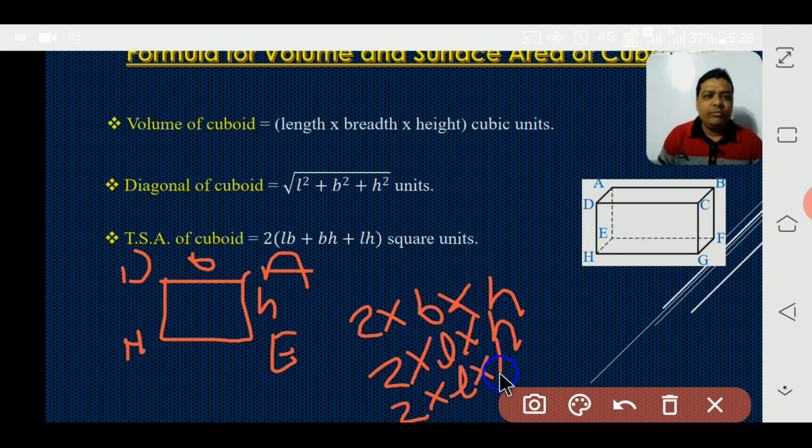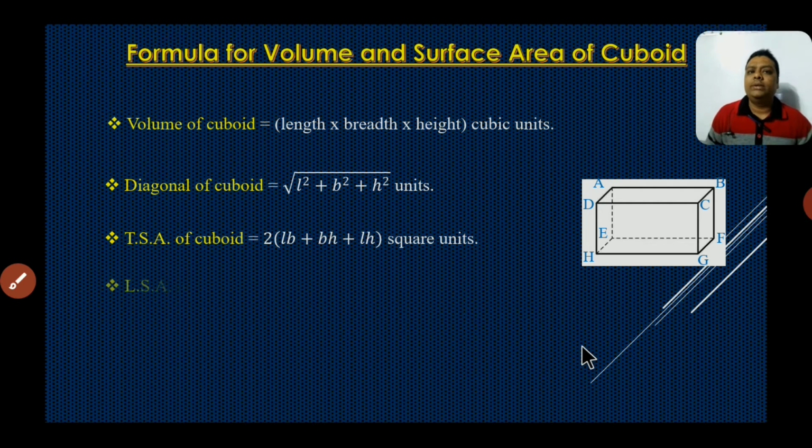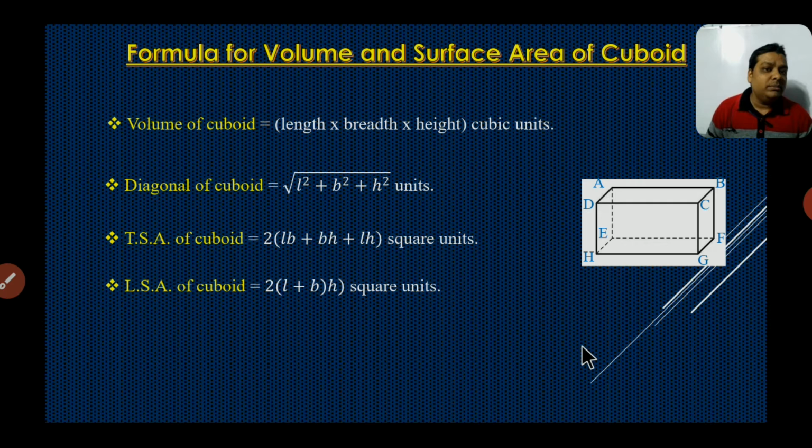Now we have got all the faces, 2 plus 2 plus 2 is 6. If you add this, 2 is common in everything, so take 2 common, then LB, then BH, then LH in bracket. Like this we can find the total surface area of cuboid. Now the LSA of cuboid: remove the ceiling and the floor, so only 2 into bracket L plus B into H. That is the LSA of cuboid.